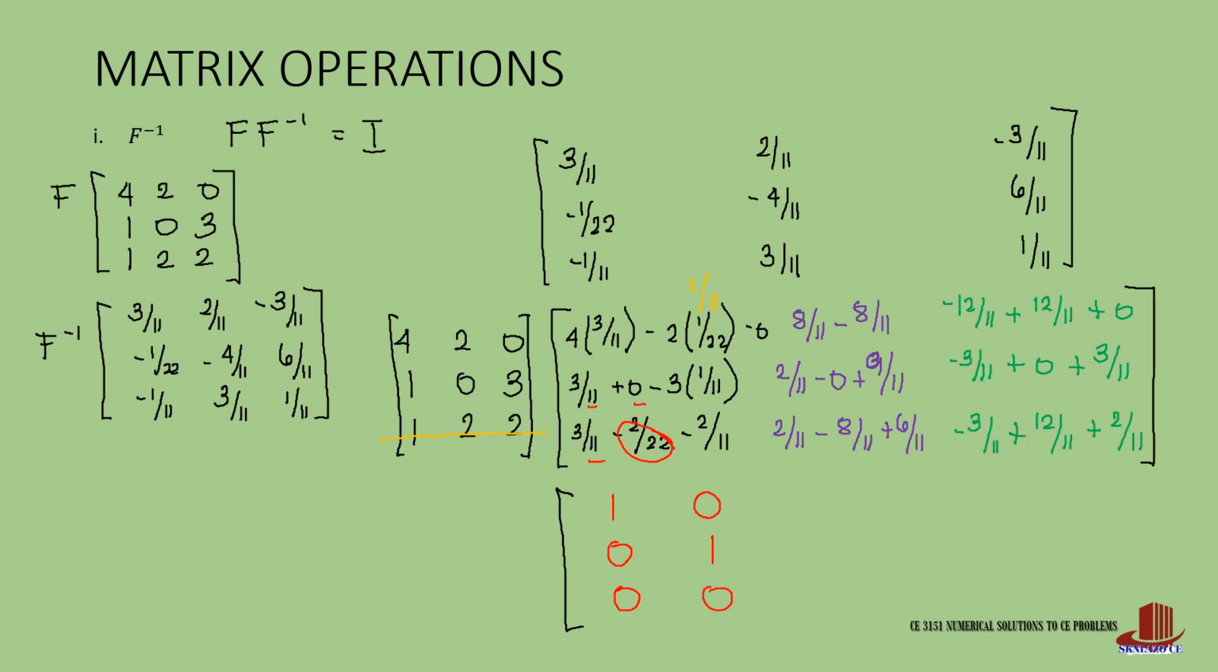For the third column, negative 12 plus 12 elevenths would be giving us 0. Negative 3 plus 0 plus 3 would still be 0. And negative 3 plus 12 would be 9 plus 2 would be 11 elevenths, or that would be 1. So it shows that our inverse of matrix F is correct.